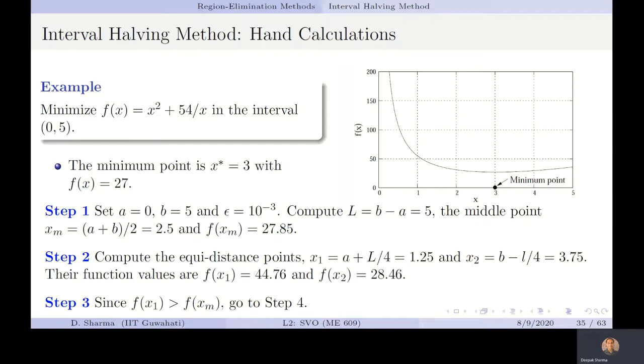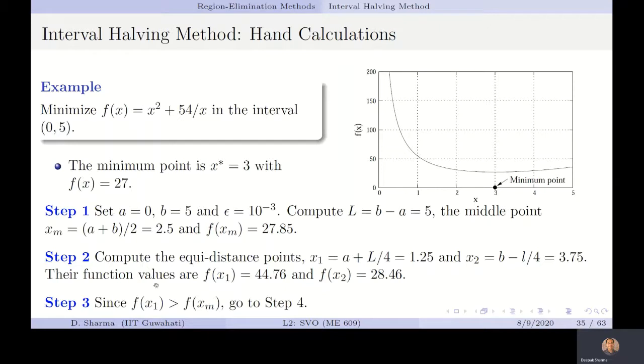Thereafter, you remember that we generate 2 new points, x1 and x2, that will divide the space into 4. So as you can see, x1 is a plus L by 4. Putting the value, I'll get 1.25. Putting the value of b minus L by 4, here this L should be capital L, so b minus L by 4 is 3.75. And we have to calculate their function values, which are 44.76 and 28.46.